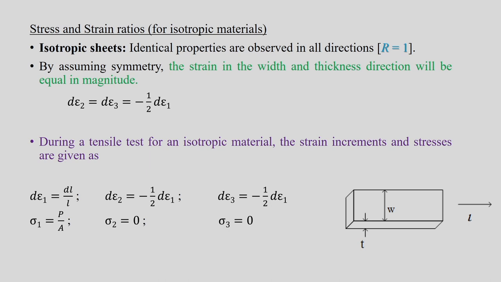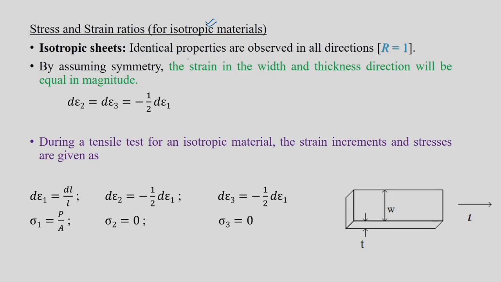So, here I am going to introduce something called stress and strain ratios. Right now, what we are discussing here, I am specifically writing as for isotropic materials, mainly because later on we will briefly discuss anisotropic sheets also. Until then, whatever discussion we are going to make is for isotropic materials only, which means that, as per our previous discussion, identical properties are observed in all the directions. With respect to sheets, we are going to say it in terms of rolling direction, and we can say R is equal to 1.